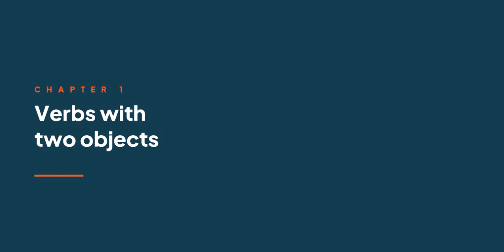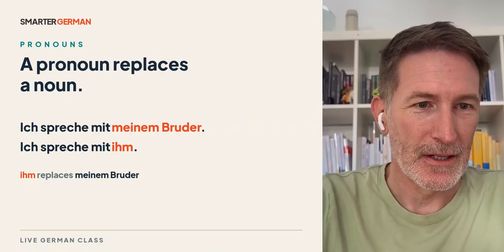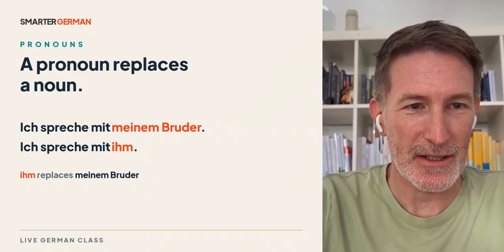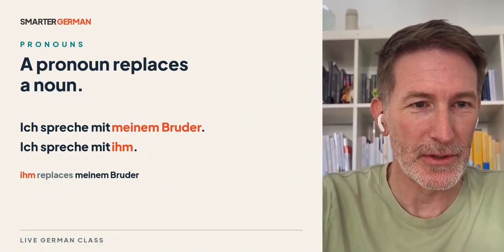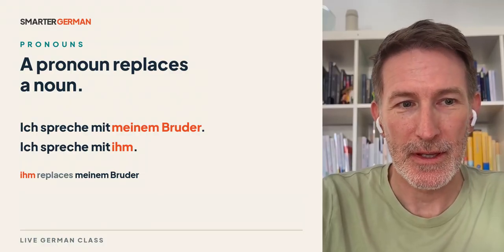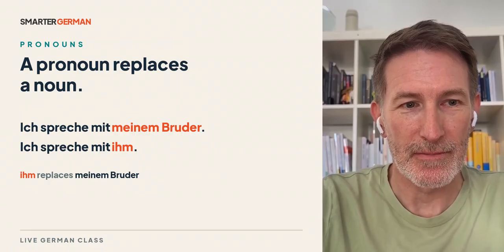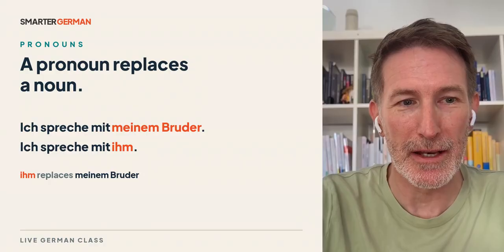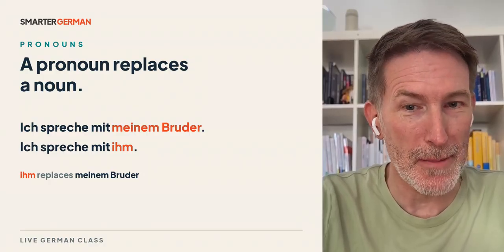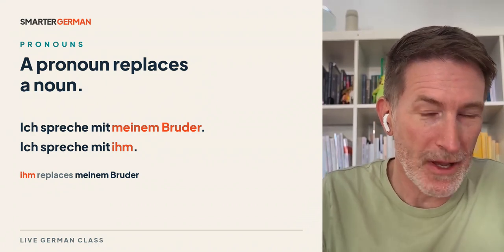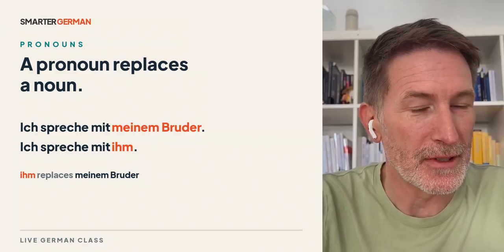The topic is called verbs with two objects. An object is usually a noun, something that is capitalized. It can also be a pronoun. So sie and ihm are so-called pronouns. Pronoun means nothing other than a word used instead of a noun. So the word ihm is replacing meinem Bruder. Instead of Bruder, I use ihm. That's the meaning of pronoun.